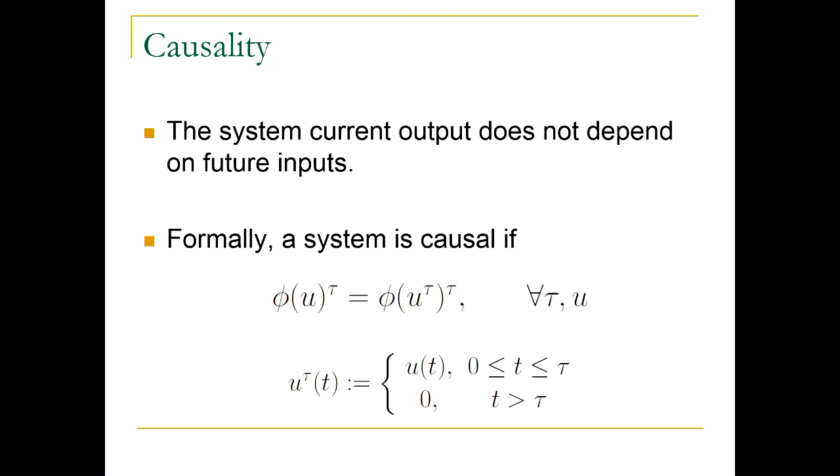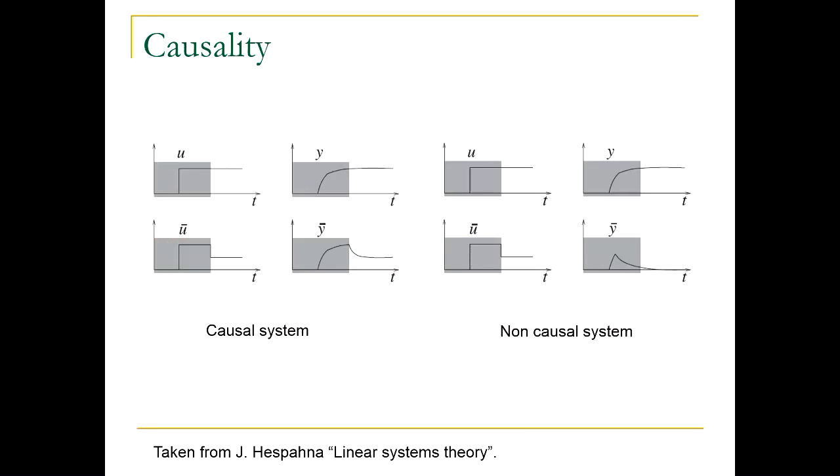But it can't happen if, when you truncate the input, apply that to the system, and then truncate that output, you have that future inputs do not affect the current outputs. Let me present graphically what this means. So this is a nice graphical representation.